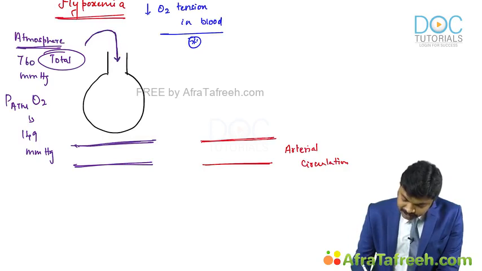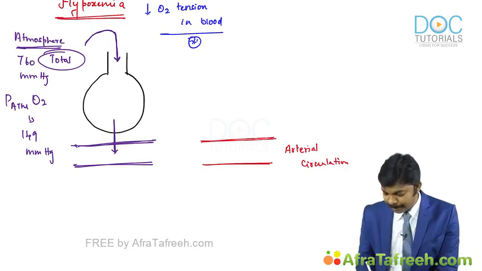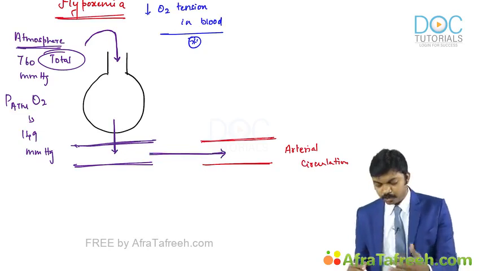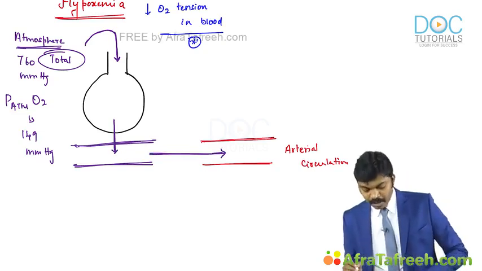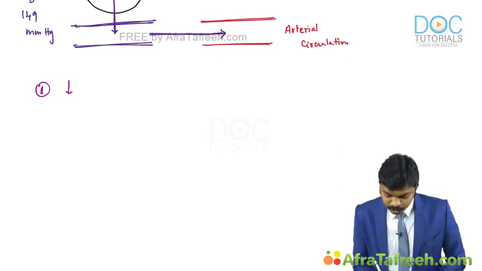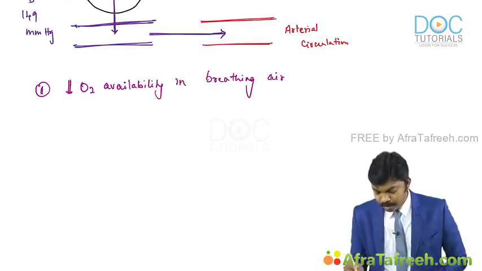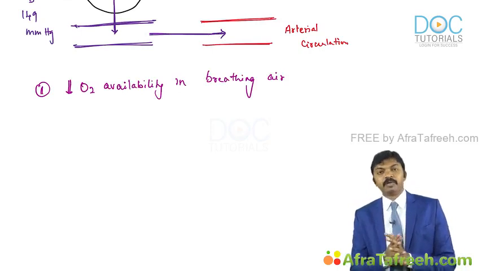Once gas enters the alveolus, it needs to be transported across the alveolar capillary membrane into pulmonary capillary. From pulmonary capillary, it has to reach arterial circulation. So three important steps, doctors. Let us take up one by one. Number 1, we have reduced oxygen availability in breathing air. Right? This is one very important point.